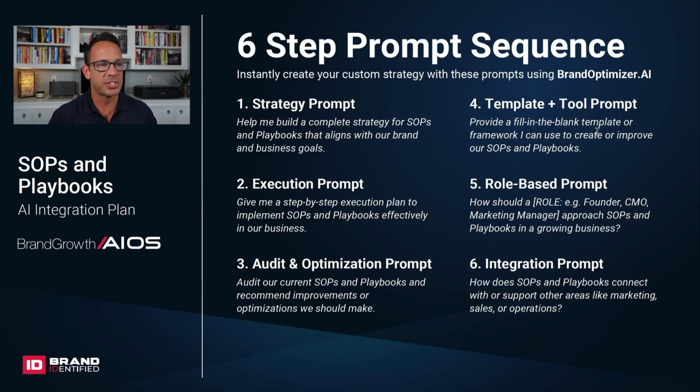Prompt number 2, this is your execution prompt, and that is give me a step-by-step execution plan to implement SOPs and playbooks effectively in our business. Prompt number 3, this is your audit and your optimization prompt, and that is audit our current SOPs and playbooks and recommend improvements or optimizations that we should make.